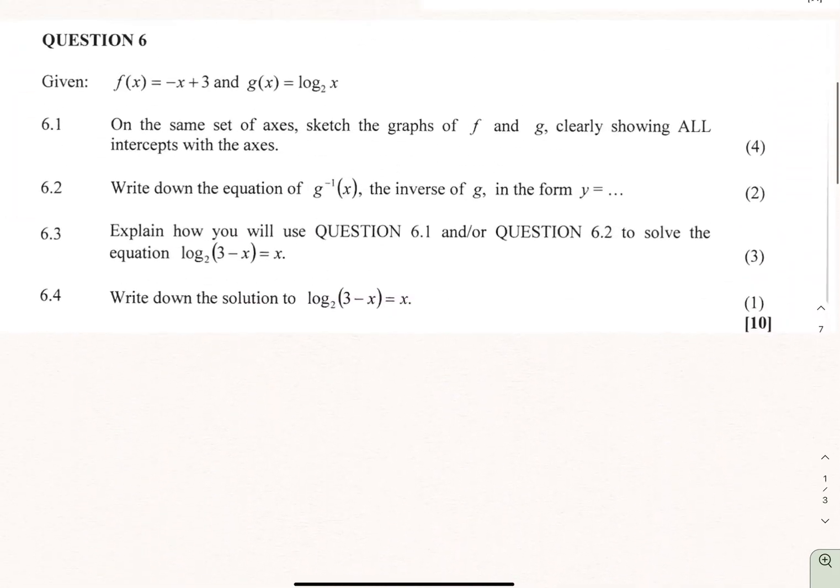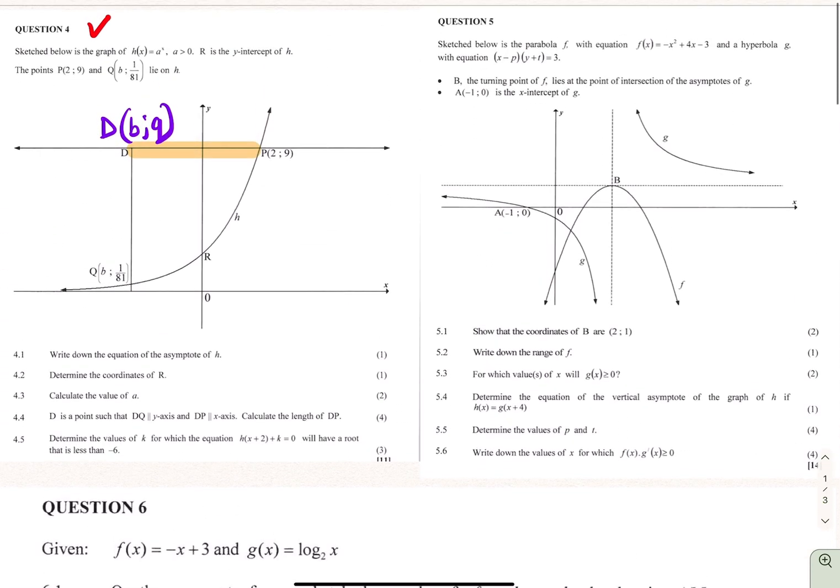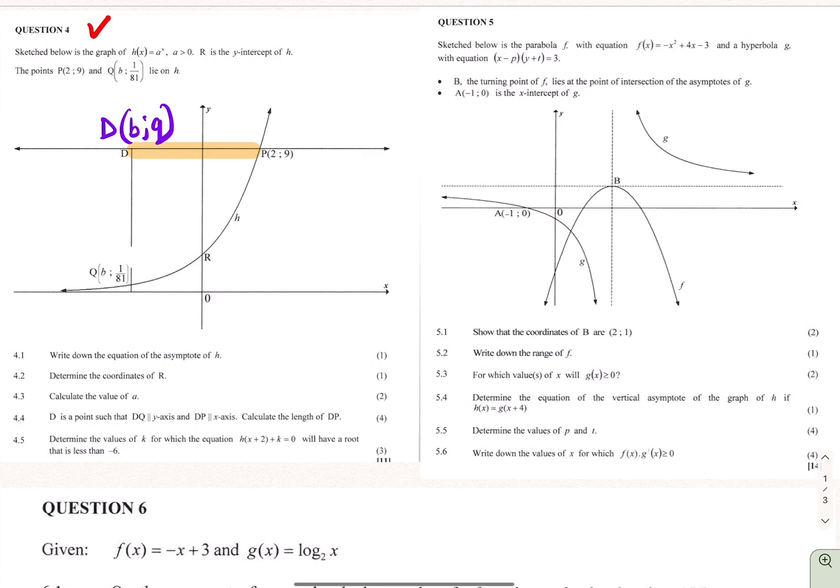At D, because the x at P I know is 2. But the x at D, I don't know it. I just know that it's B. And so what I can do here is to get the value of B through this equation, because this point lies on the graph of h.